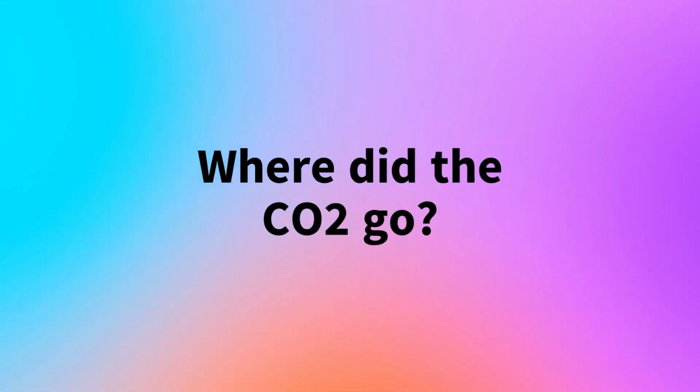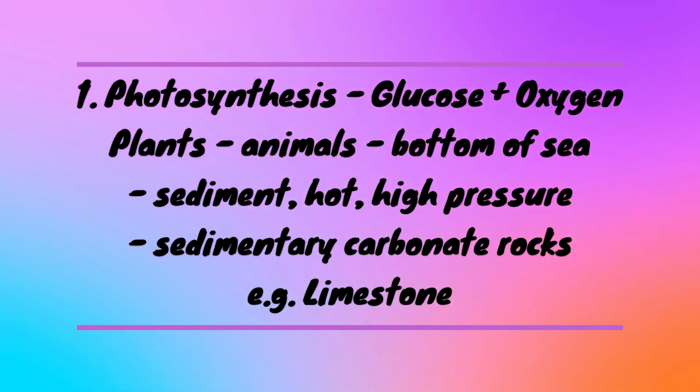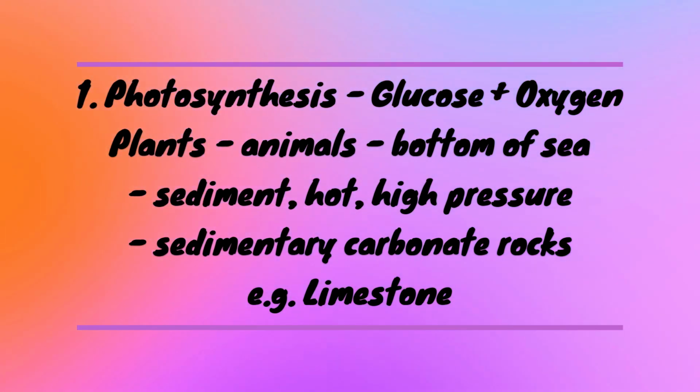But as well, we can ask ourselves the question, where did the CO2 go? Well, there's essentially three ways. Number one, it was taken in by plants via photosynthesis to produce glucose and oxygen. Animals then ate those plants. When they died, they fell to the bottom of the oceans, where they were covered in sediment, so mud layers, and put in hot, high pressure, low oxygen conditions, where they formed sedimentary carbonate rocks, for example, limestone.